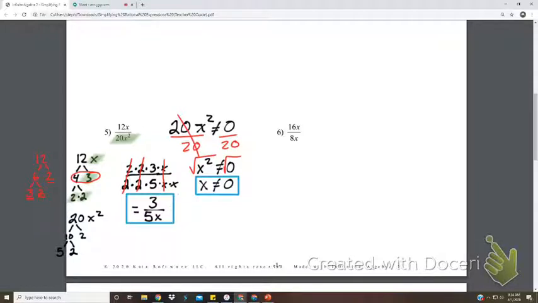So number 6, again we're going to start by breaking it down the same way. We're going to start by taking the denominator. It cannot be equal to 0. So I'm going to divide both sides by 8 to undo the multiply by 8, and we end up with x cannot be equal to 0. And there's part of our answer.